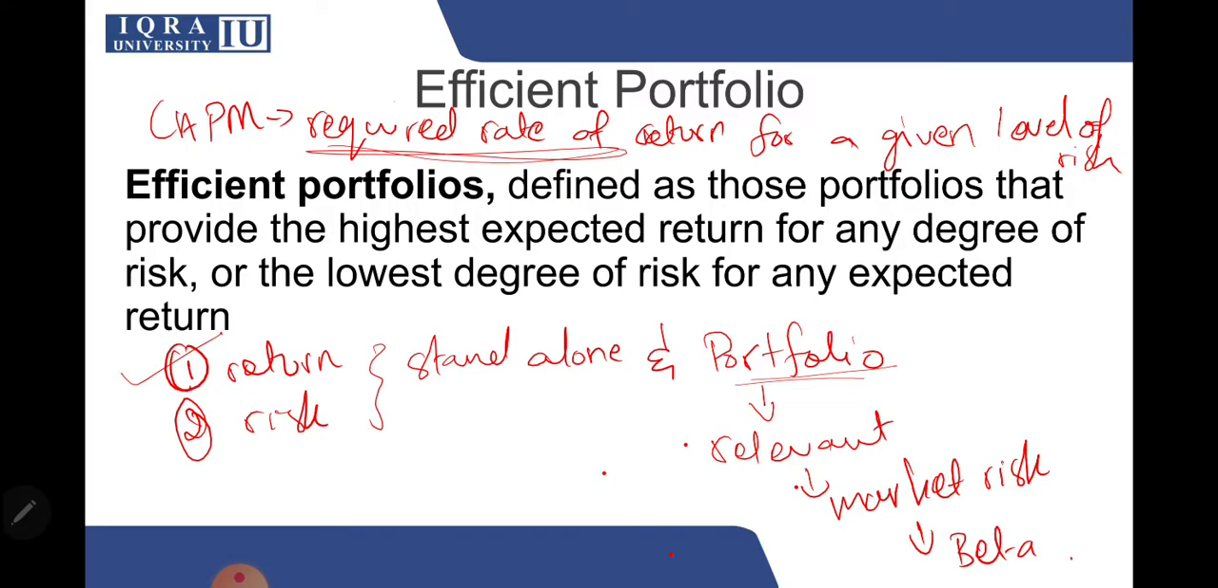So for that we have the efficient portfolios, which are defined as those portfolios that provide the highest expected return for any degree of risk, or the lowest degree of risk for any expected return. Remember that investors like return and they dislike risk. So the most efficient portfolio will be the one that offers the highest expected return or the lowest degree of risk for any expected return. So that is your efficient portfolio. This will become more clear when we later look at its graph as well.